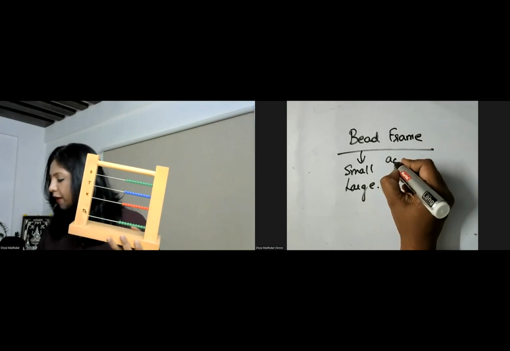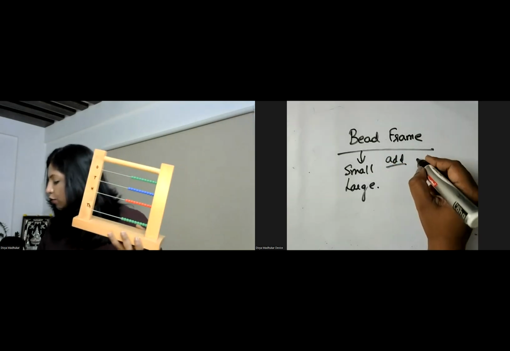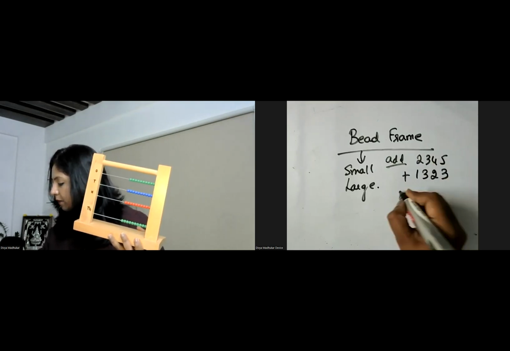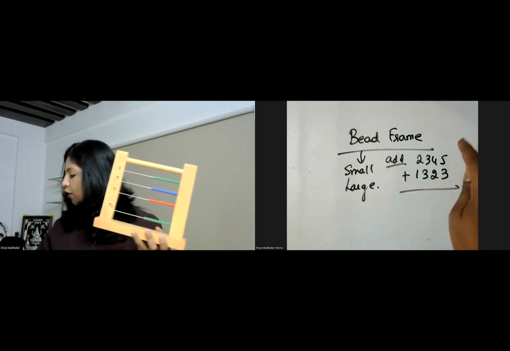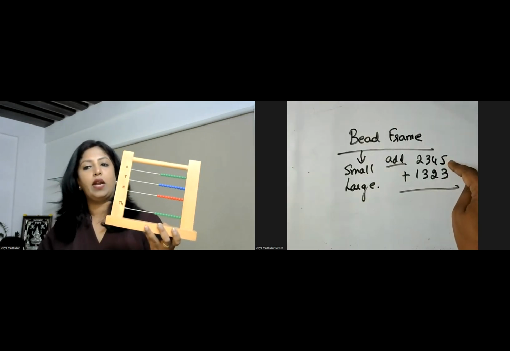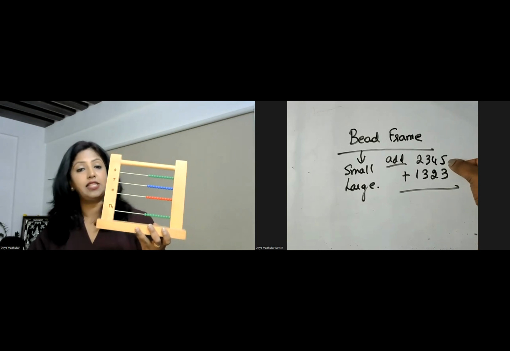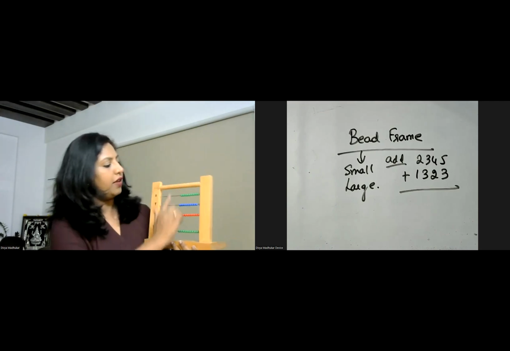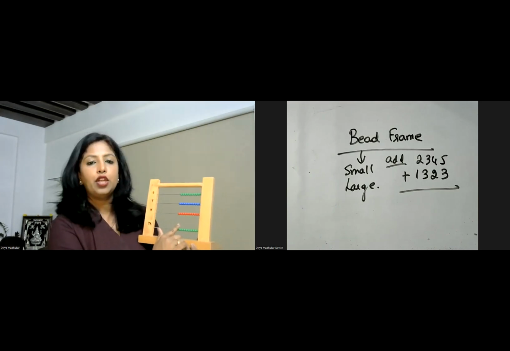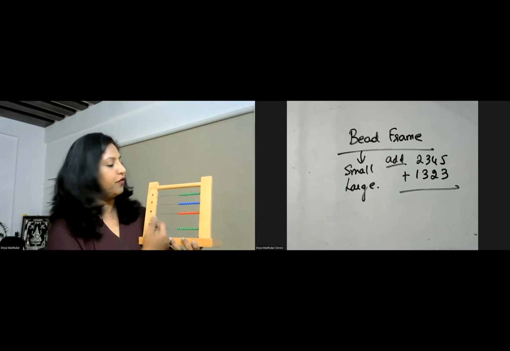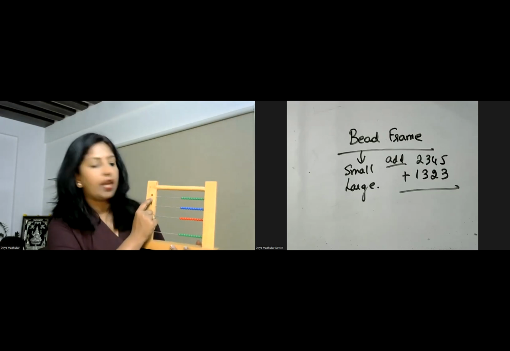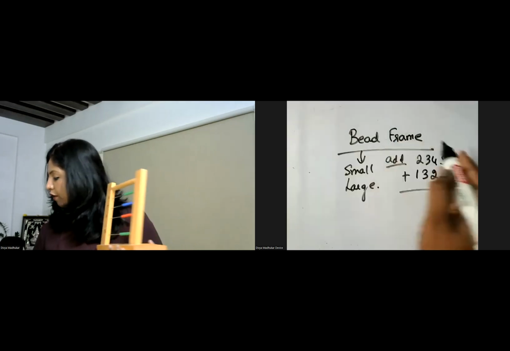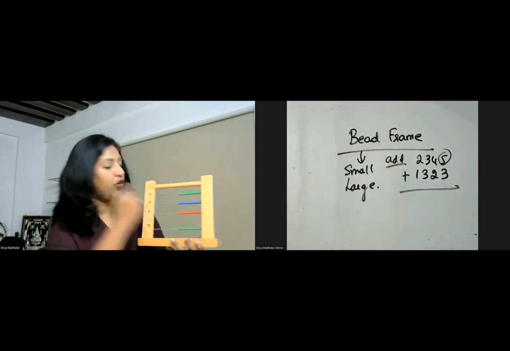Now, say for example, I'm performing addition: 2345 plus 1323. What you should do is first take your first quantity. You start with your units, always start with your units. So how many units? 5 units. Everything is towards your right hand side, and you will start moving it to your left hand side. So first start moving your 5 units to the left.